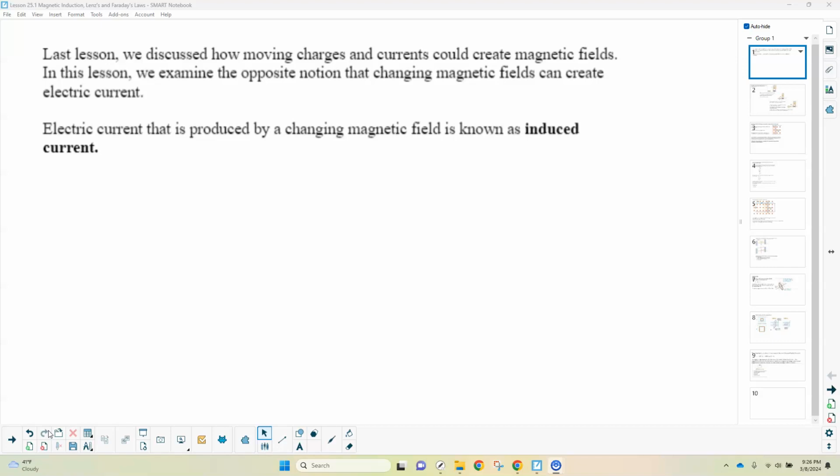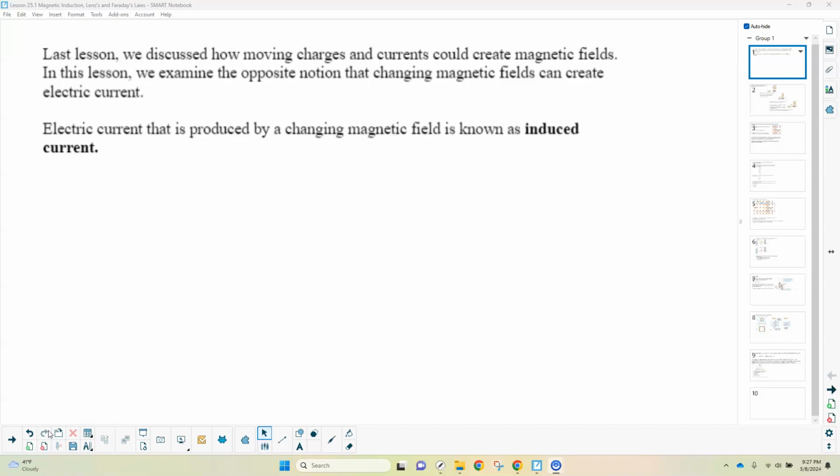In the last lesson, we just got done talking about magnetism, and we discussed how moving charges and moving current could create magnetic fields. We talked about the current in a wire creating a field, or that's how magnetism is created in anything, is the electrons moving inside the material. So in this lesson, we're going to look at the opposite idea and see if a changing magnetic field can create an electric current.